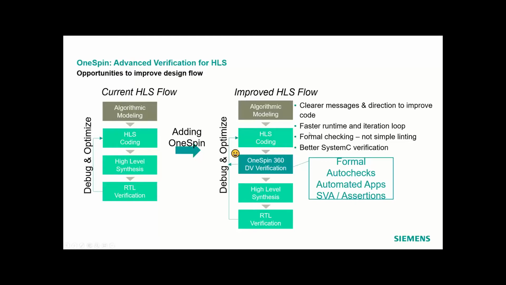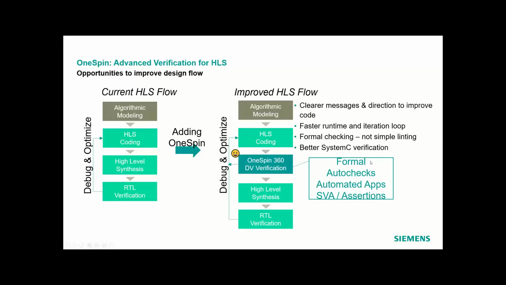Some of the solutions and benefits are that the runtime of the verification is much faster because the loop is much shorter. You don't need to wait for high-level synthesis to finish and then check the correctness of the generated RTL. So you can start the process much earlier to verify the HLS code itself and then debug if there are some issues. It is also much better to verify the SystemC because you can discover the problems much more easily, and because it's more readable to verify on the original SystemC code.